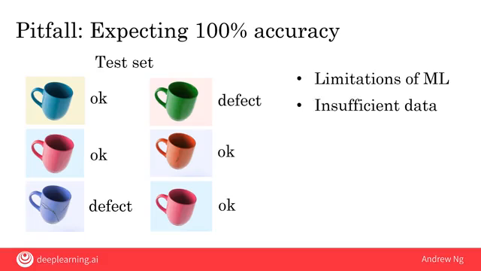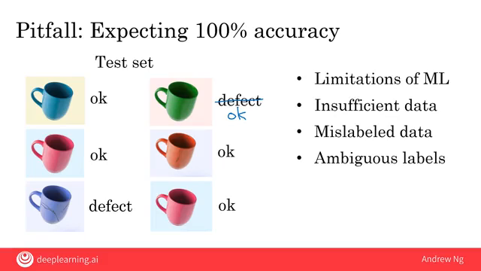Second, insufficient data. If you don't have enough data, specifically if you don't have enough training data for the AI software to learn from, it may be very difficult to get a very high level of accuracy. Third, data is messy and sometimes data can be mislabeled. For example, this green coffee mug here looks perfectly okay to me, so the label of it being a defect looks like an incorrect label, and that would hurt the performance of your AI software.